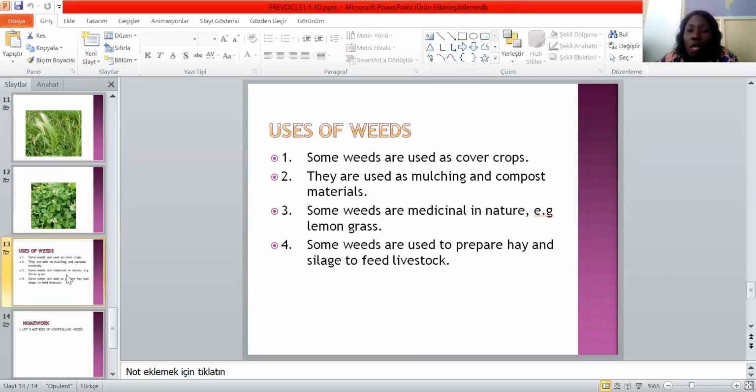Hay are succulent, they are the top parts of plants that are cut and sun-dry to feed farm animals. While silage are the topmost part of plants that are harvested first, then after you've harvested them, you cut them into smaller pieces, then you sun-dry them.